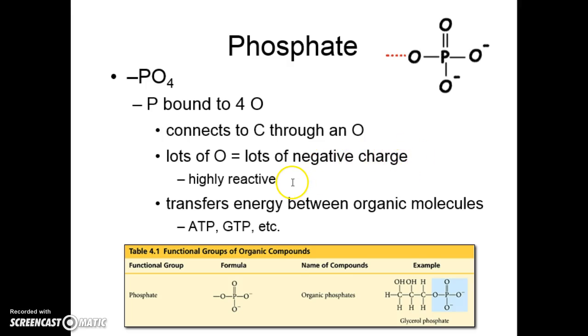So it's highly reactive. We also see the phosphate group in something that's really important to life, and that's ATP and ADP. So those molecules that are the carriers and the storage units for energy are holding phosphate, and that is what gives them so much potential energy, is all this electronegativity with these oxygens surrounding the phosphate.